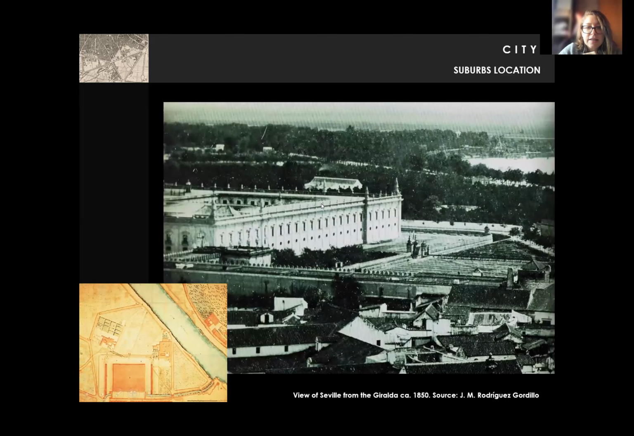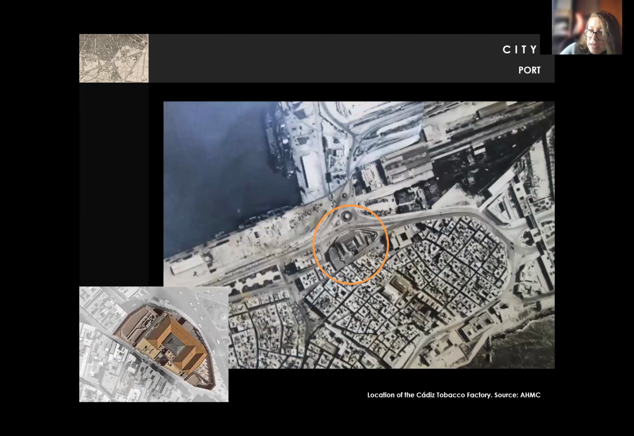As you can see in these images, at the time it was just outside the city, and it was the starting point of all the development of the dwellings that later appeared in this peripheral area of the city. Also, in terms of urban relations, we have to talk about the port, as I was saying before.